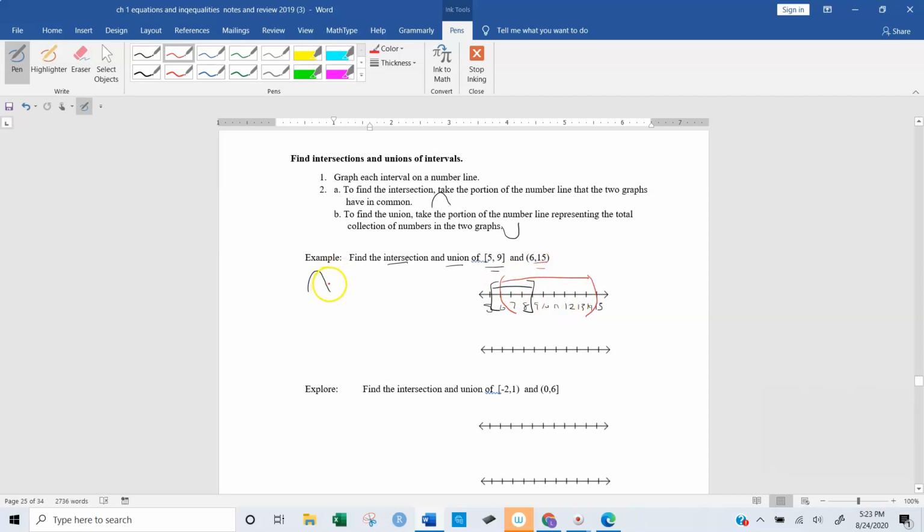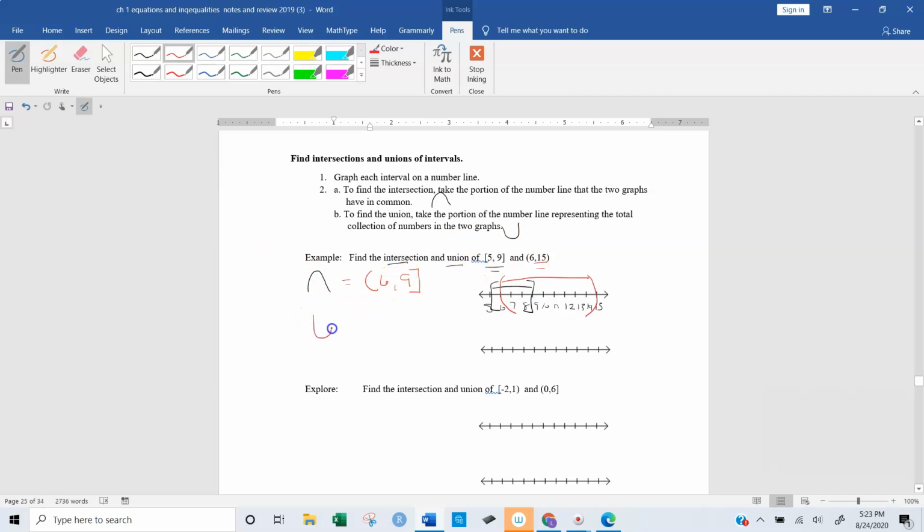Intersection is what they have in common. So where do you see a black and a red line? What they have in common is between 6 and 9. But we have to be careful because it does not include the 6, because that's an open parenthesis, but it does include the 9 because that's a closed bracket. All right, now we're going to do union.